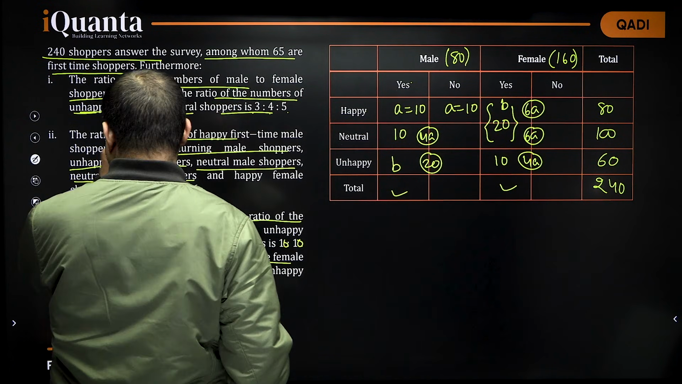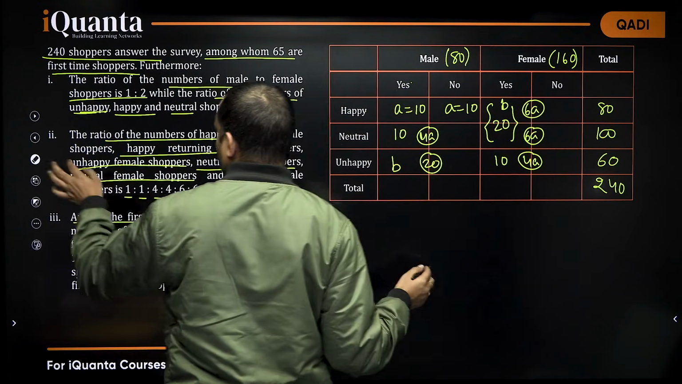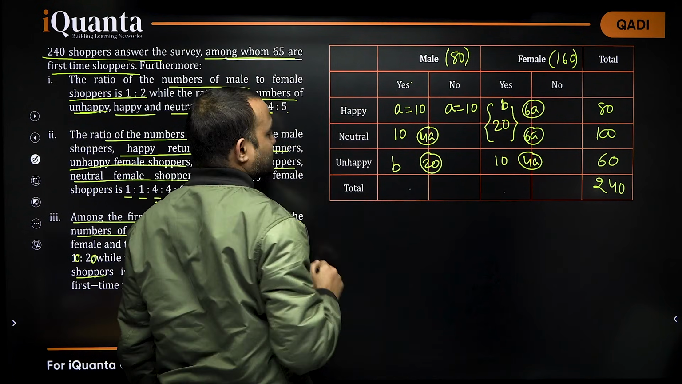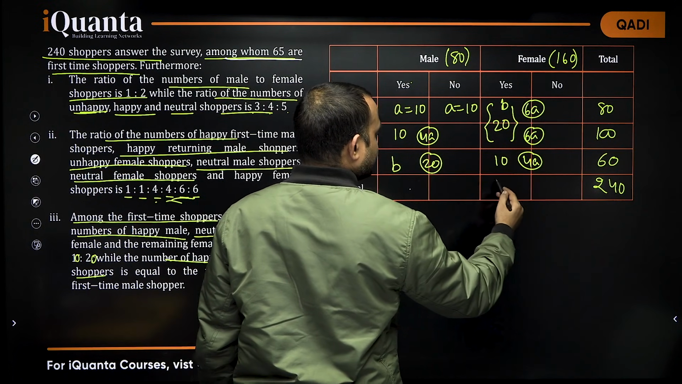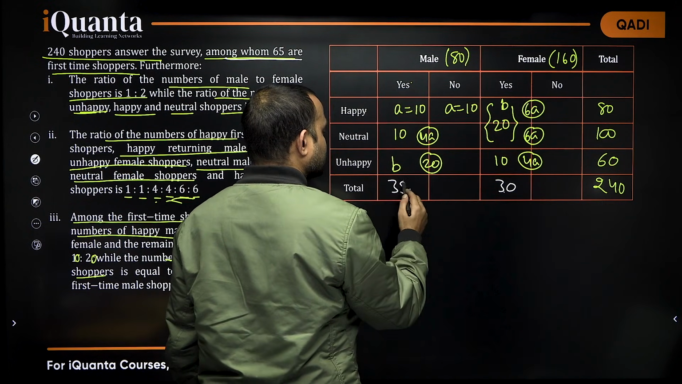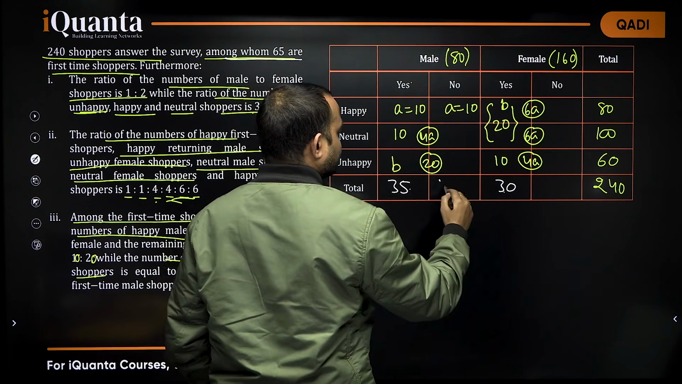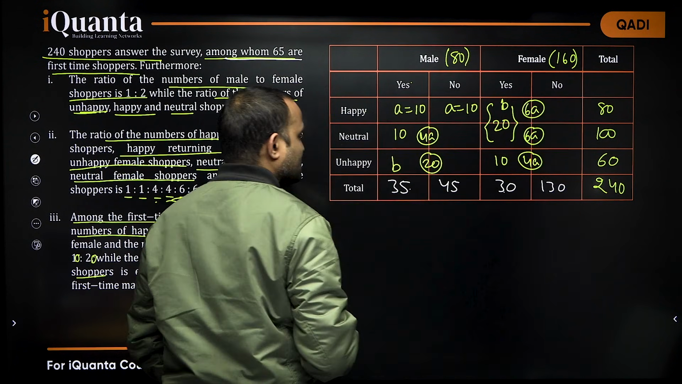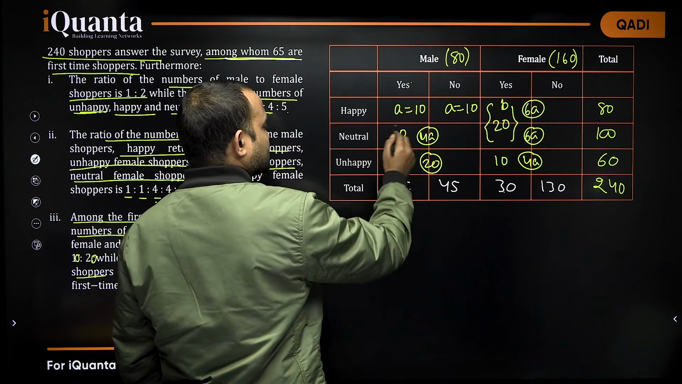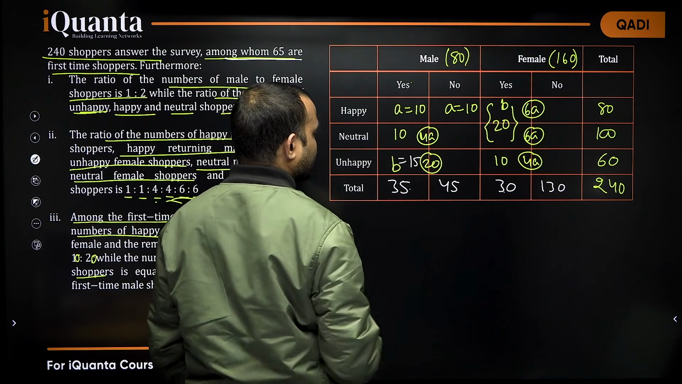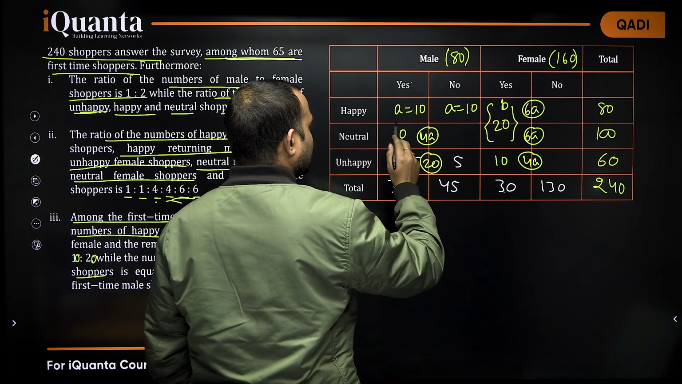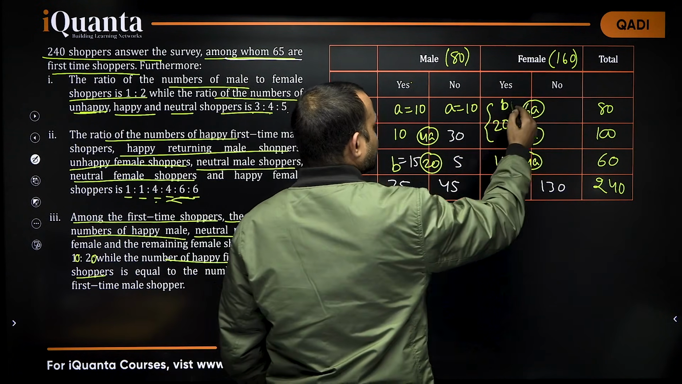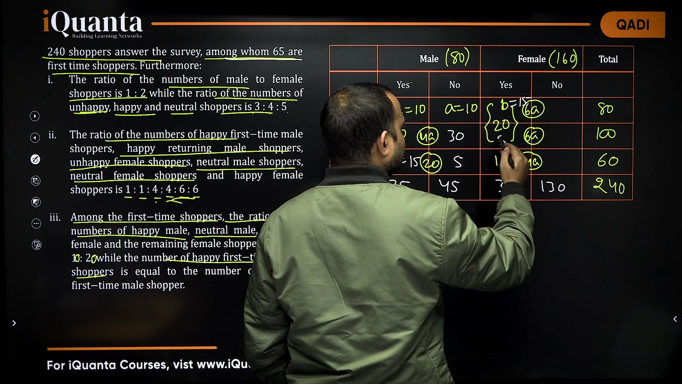So we know that total sum of this and this is 65 according to this. First timer is 65. 20 plus 10, this is 30. If this is 30, this must be 35. If this is 35, this must be 45. And this is 30, this must be 130, right? So 10 plus 10 is 20. That means B must be 15. If this is 15, this must be 5. If this is 10, this must be 30 because 4 is 40. And if this is 15, this must also be 15 and this will be 5.